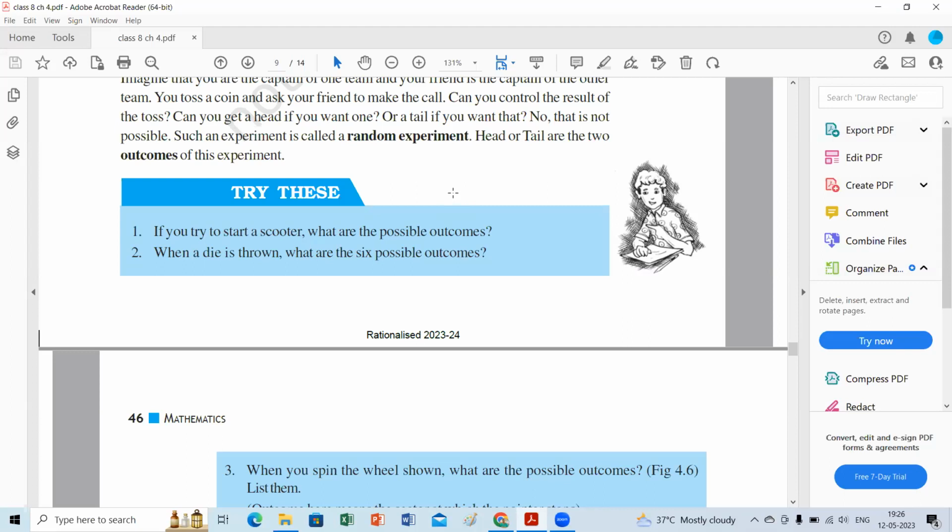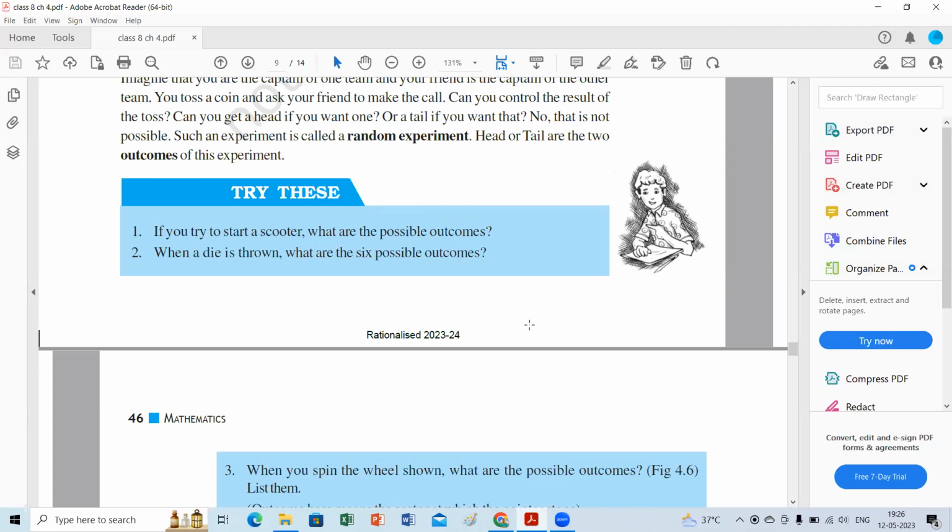When a die is thrown, what are the 6 possible outcomes? Yes, Hari Karthik. Die means obviously we know that there are 6 possible outcomes: 1, 2, 3, 4, 5, 6. Sometimes you may get 1, sometimes you may get 2, or 3, 4, 5, 6. These are the possible outcomes.